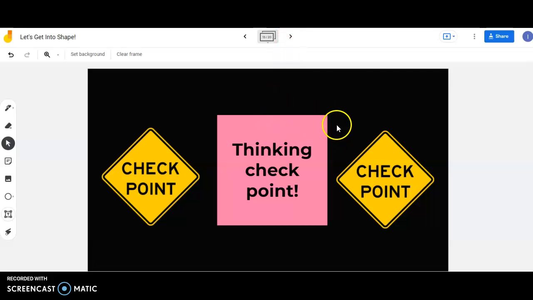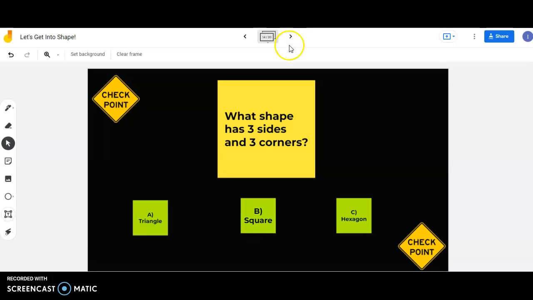Ding, ding, ding! Thinking checkpoint. What shape has 3 sides and 3 corners? All right, boys and girls, at this point, take out your pencil and paper and quickly jot down the answer you think is correct. And I would give students about a minute to answer these questions, but for time's sake, we're going to go through them quickly.